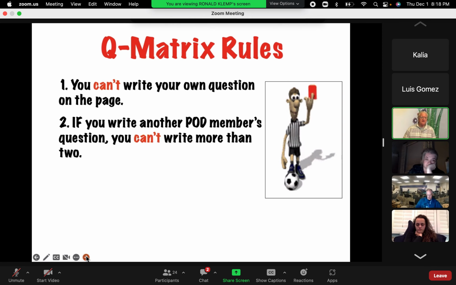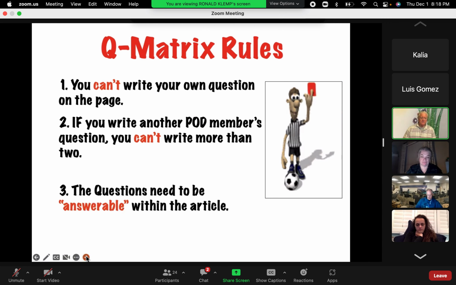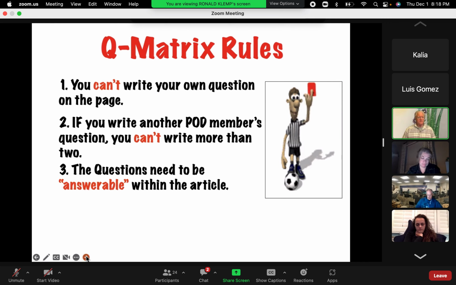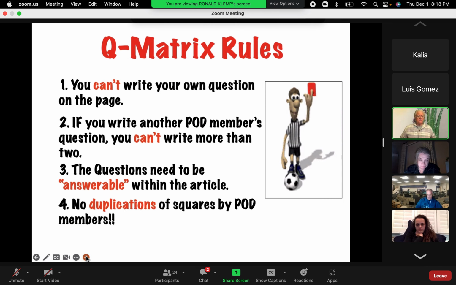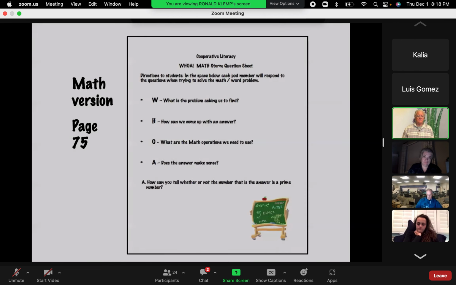The second rule is if you write another pod member's question, you can't write more than two. We want to divide the labor so that at least two people are writing the questions on the sheet. The third rule is the question needs to be, quote, answerable within the article. For example, if you were to ask the question, how many lemons migrated in 1939? There's no way that the article is going to give you that information. Okay, and then the fourth rule is no duplication of squares by pod members. So once they get the questions written down, then you check them over, and now we're ready to go.